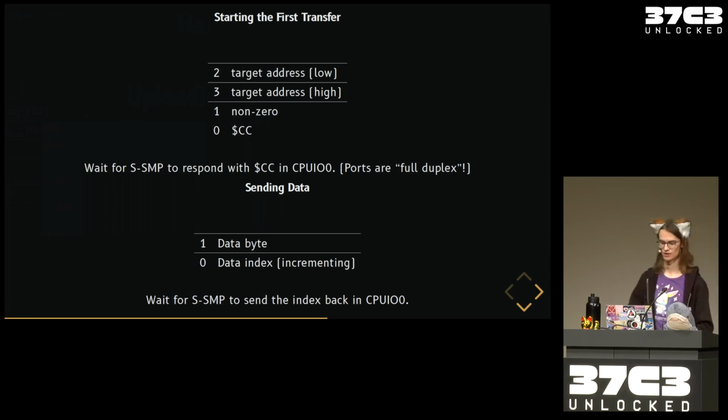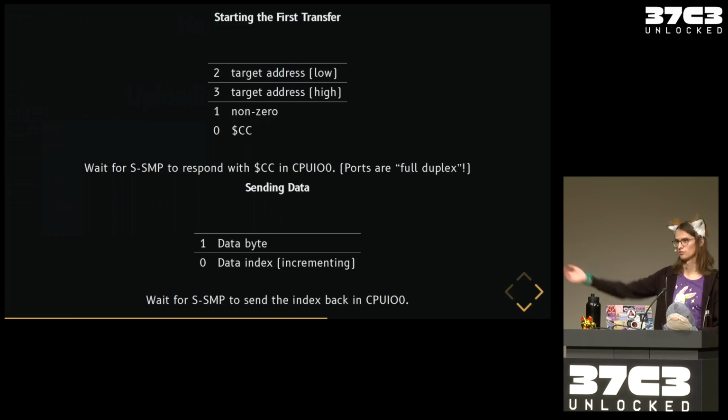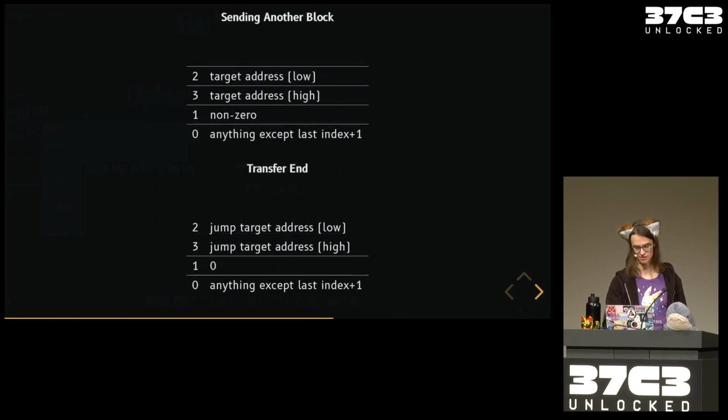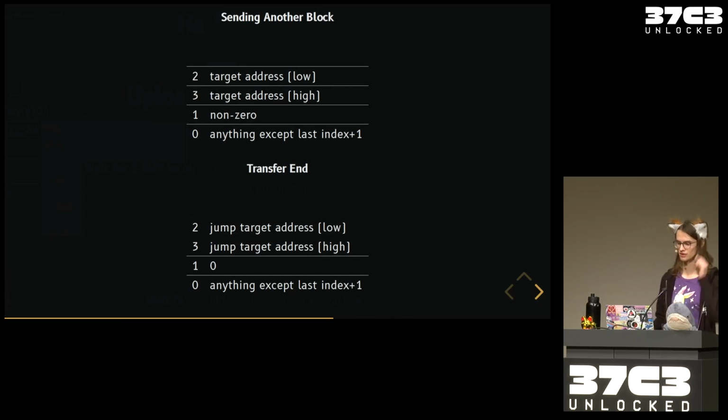So now for sending more data, I can send the data into port 1 and increment the data index into port 0 and wait for the acknowledgement, which is sending the exact same index back into port 0. And the data index can increment and overflow past 256, so we can send arbitrarily large blocks. The S-SMP doesn't care. But if you want to start a new block in another memory location, you have to set up a new target address, a non-zero value in port 1, and then anything except the last index plus 1, which tells the S-SMP to stop the current transfer and start a new one.